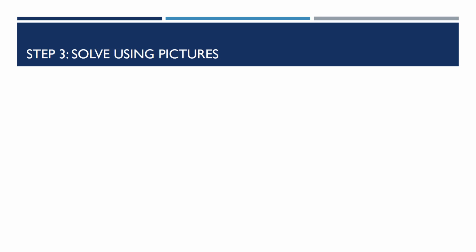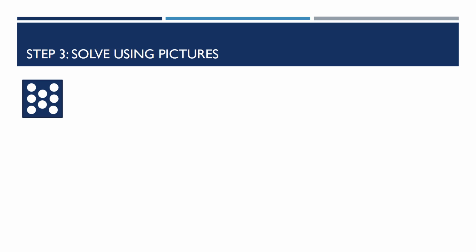Step 3. Let's start to solve the problem using pictures. So, we need to first show one packet of cards. In that one packet, we have 8 cards. 1, 2, 3, 4, 5, 6, 7, 8. Now we have one packet and its cards represented.